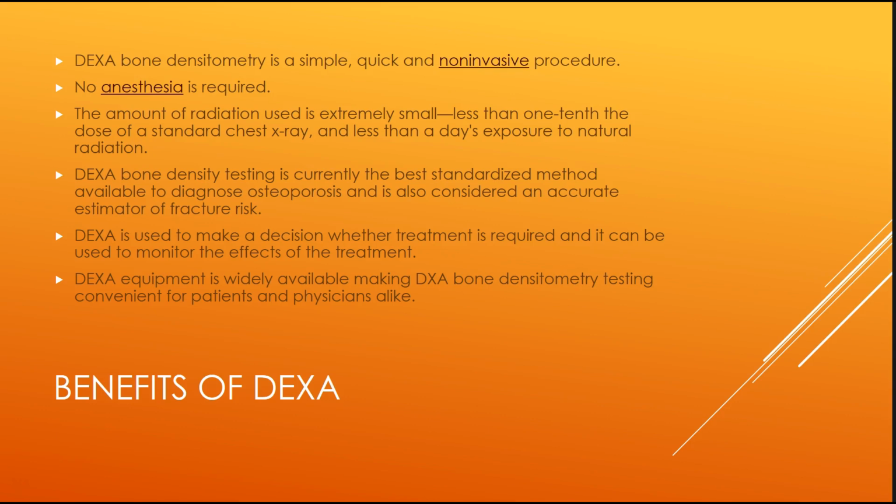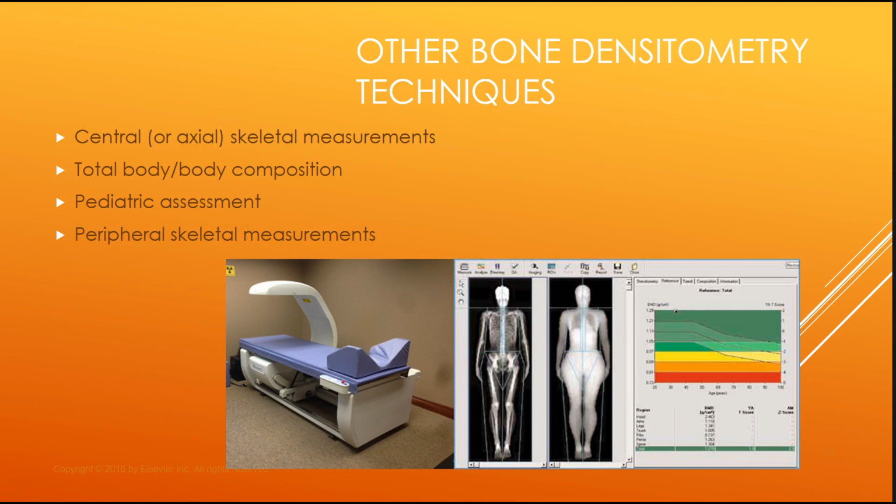So you will have a baseline scan, they'll put you on a treatment like Fosamax, and then they will have you do serial scans afterwards to see if the treatment is being effective. And lastly, Dexa equipment is widely available, so it is convenient. Other ways that you can measure bone density are through central or skeletal measurements, total body composition, pediatric assessment, and peripheral skeletal measurements.